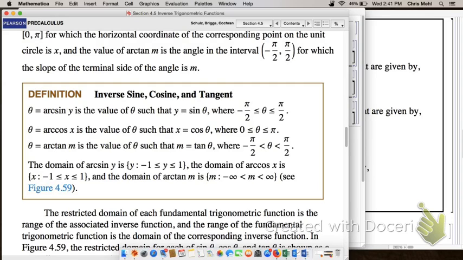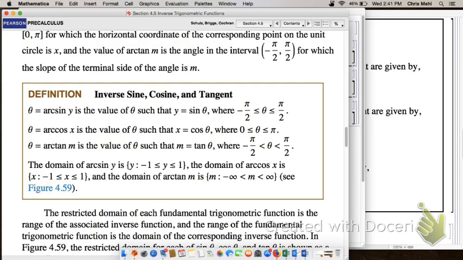So this is just the textbook where they've defined these. The function theta equals arcsine of y, or if the y value is given, theta, the output of arcsine of y, is the value of theta such that y equals sine theta, and the output of arcsine always needs to be an angle between minus pi over 2 and pi over 2. That's because that was the restriction of the domain of sine to obtain an inverse.